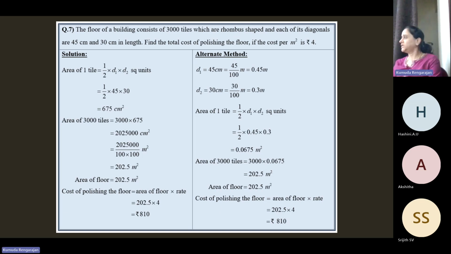Now, rhombus is not 3D. Yeah, rhombus is a plane figure. Is there a 3D shape for rhombus? Oh, yeah, it's a prism, no? Prism, yes.